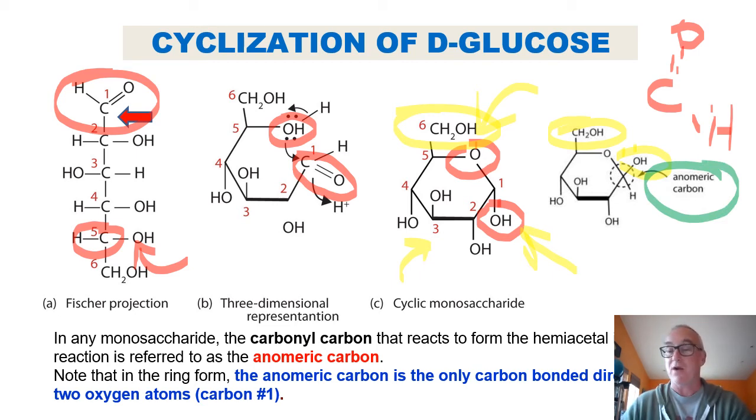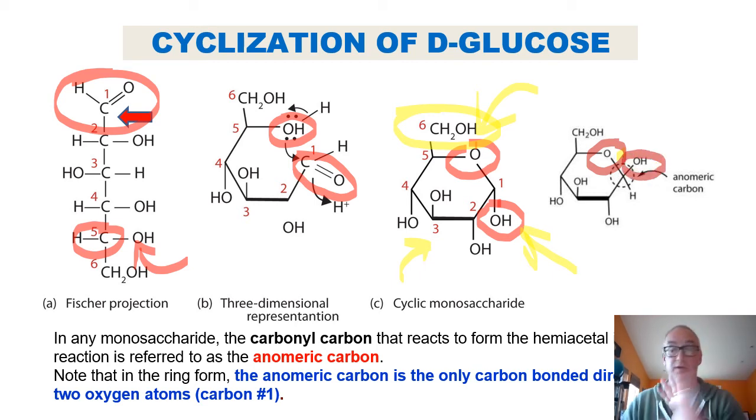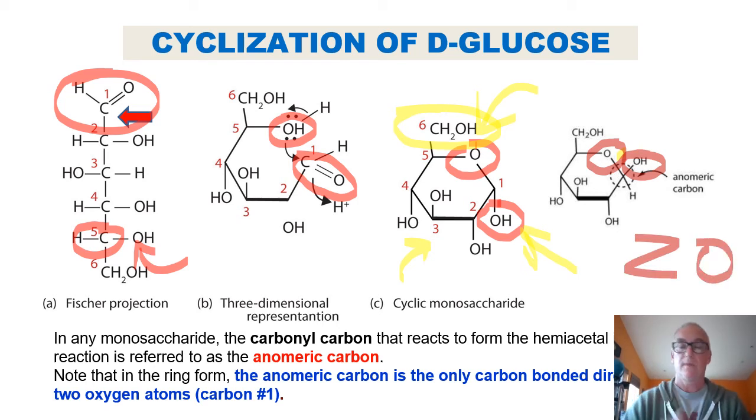The anomeric carbon is the only one that's bonded directly to two oxygens. It's bonded to the oxygen in the hemiacetal bond, and it has its own hydroxyl group. So you can always find the anomeric carbon by looking for the one that's bound to two oxygens. So that's going to be carbon one.